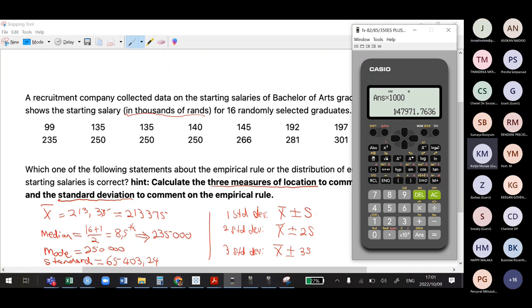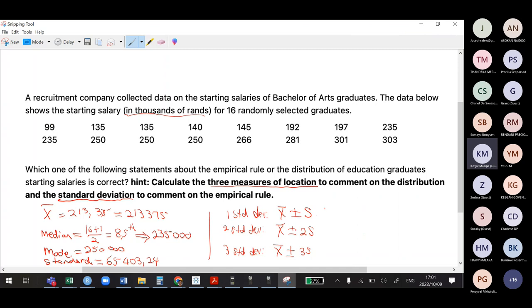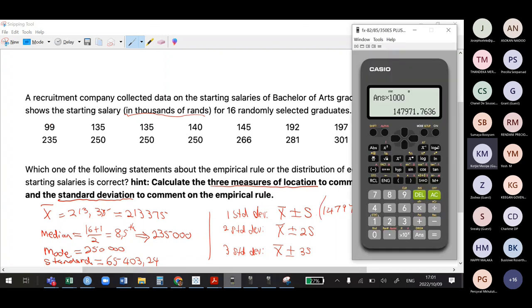Yes. So the first one is 147,971. And then we go and do this second one, which is the mean plus the one standard deviation, equals, and multiply the answer by 1,000.